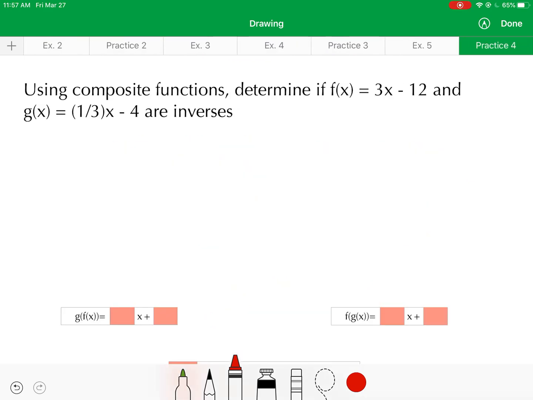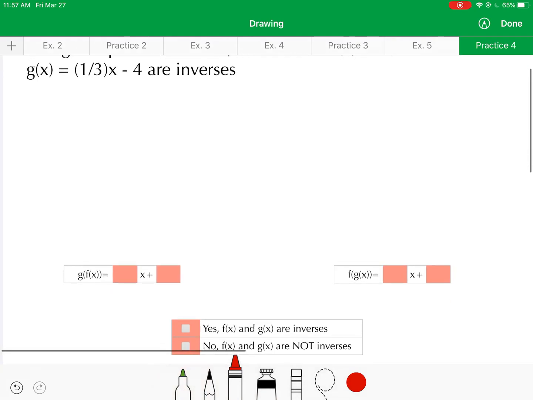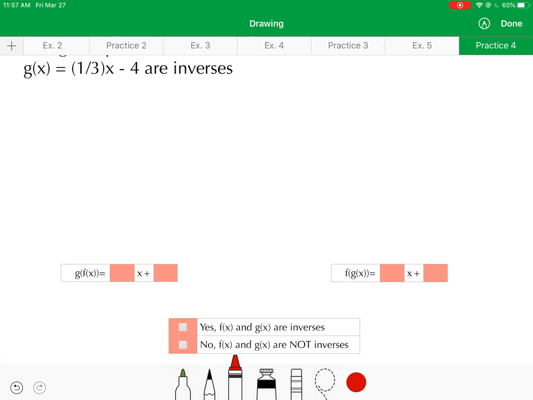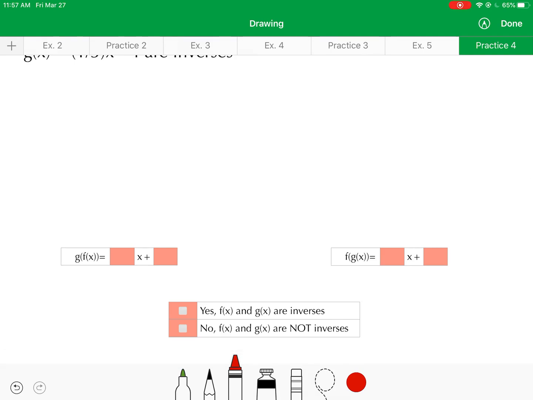All right, now it's your turn. Go to practice 4 here. You are given two more linear functions, and you need to find their compositions. Start there, and then once you get answers for each of those, make a conclusion that yes, they are inverses of one another.